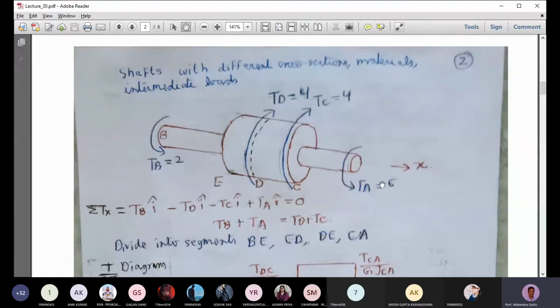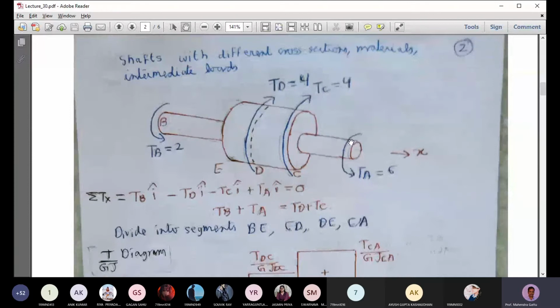Okay, so some torque is being applied at the ends, and also in the intermediate places we are having some torque. So at this location D we are having some torque TD, and at this junction TC is 4. Okay, so what we want to do is analyze this problem and find out what are the deformations, what is the twist happening in this segment, the entire segment or between individual segments. What is the twist between these two regions, or this region and this region, and so on.